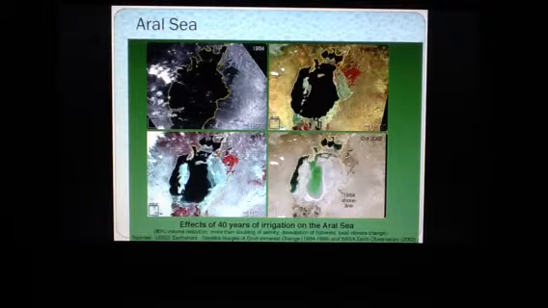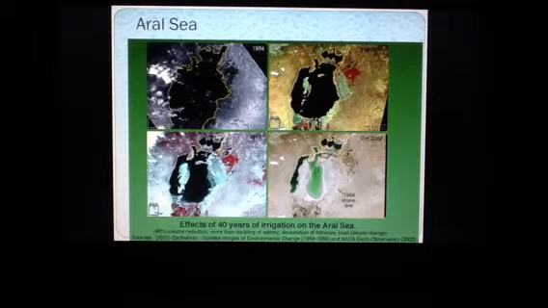The Aral Sea, you can see what's been happening to the Aral Sea. 1964 is the black and white picture at the top left. And then by 1987, by 1997, and then by 2002, you can see how much the Aral Sea has shrunk. And it shrunk due to irrigation, due to the fact that the water from the rivers that used to flow into this sea are being diverted. They're being used for agriculture. And so because of that, we have a drying out of the Aral Sea.